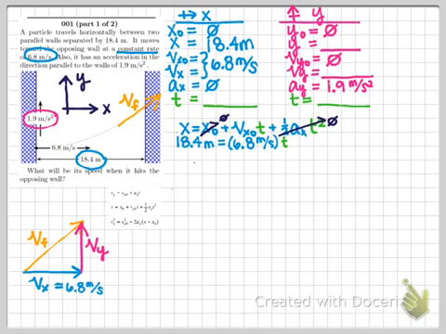So of course, to solve for time, all you have to do is divide both sides by 6.8, and so you'll get 2.71 seconds. Okay, so now I'll be able to fill that in my table, 2.71 seconds in the x and y directions. And so now in my y column, I do have enough information. I have all the information I need in order to calculate v_y here.